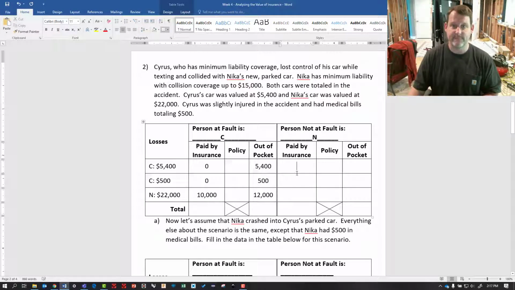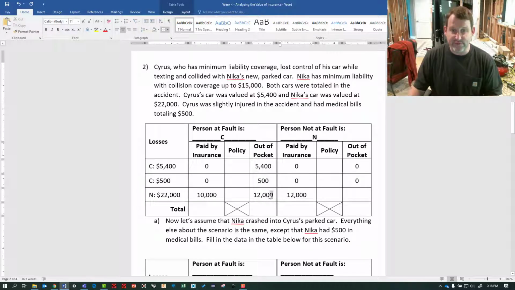She said, okay, she's not going to pay any of Cyrus's bills, right? She was not at fault, so those two are gone for her. There's no out-of-pocket there either. And then when you get down here, she got $10,000 from Cyrus's insurance company, but needs another $12,000 to make her car whole. Well, luckily she has $15,000 of collision coverage. So her car insurance company, her policy, is going to give her that $12,000 after they recover the $10,000 from Cyrus.